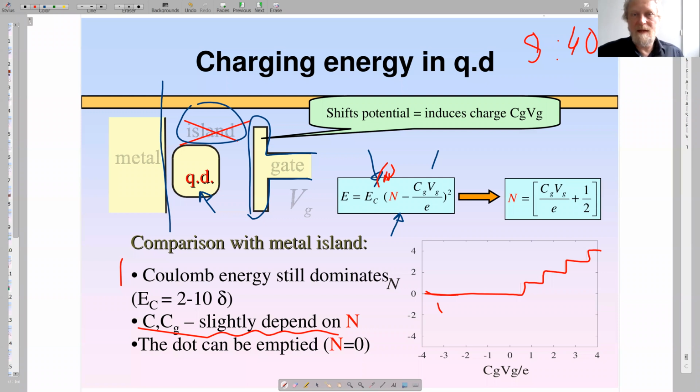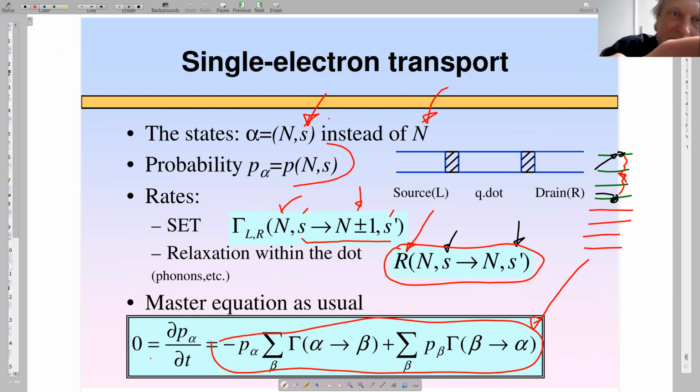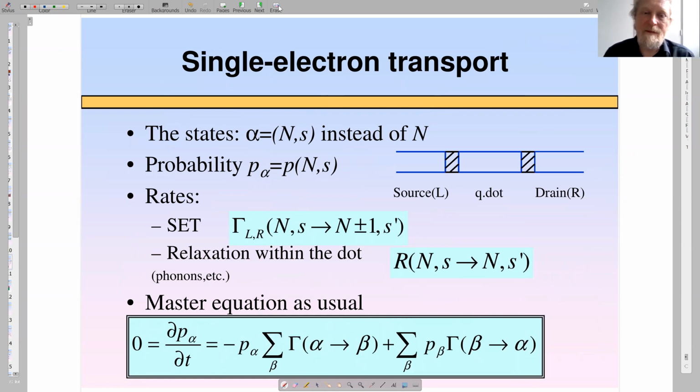Very good, ladies and gentlemen. Let us go on with the lecture. So we have understood there is a strong charging energy in a quantum dot, which means if we want to arrange transport through the quantum dot, we necessarily encounter Coulomb blockade. So let me first discuss single electron transport in general terms and look at the difference between single electron transport in a metallic island and in the dot.